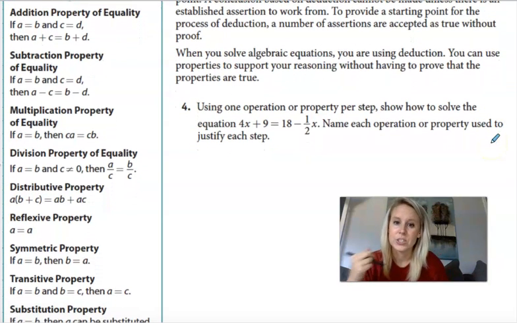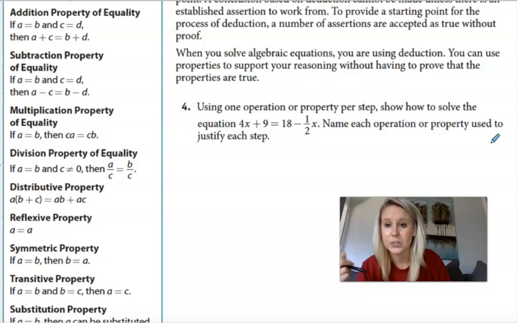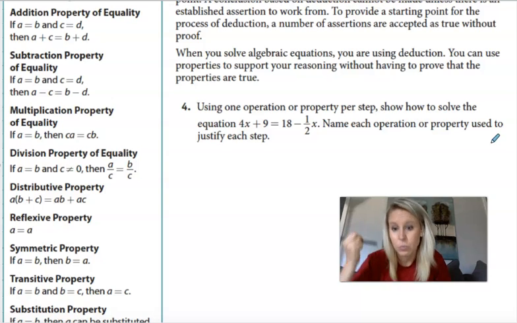So when you're solving an algebraic equation, you are using deduction. You are working your way through something, okay? You can use properties to support your reasoning without having to prove that the properties are true, okay?